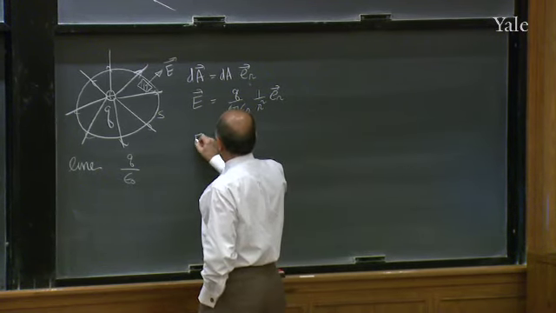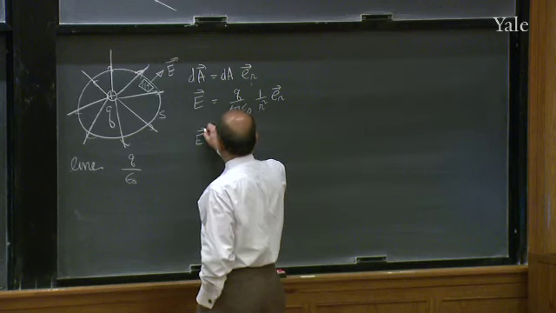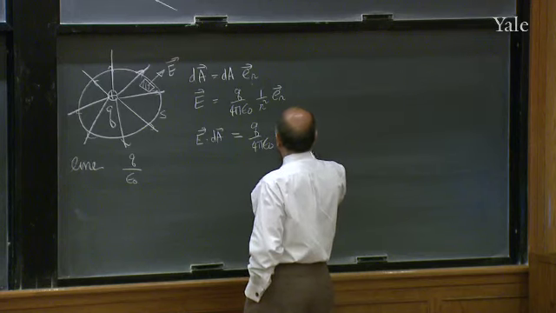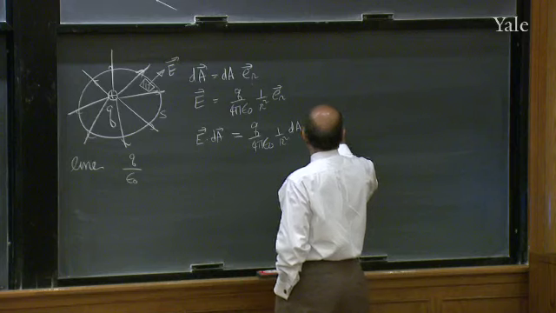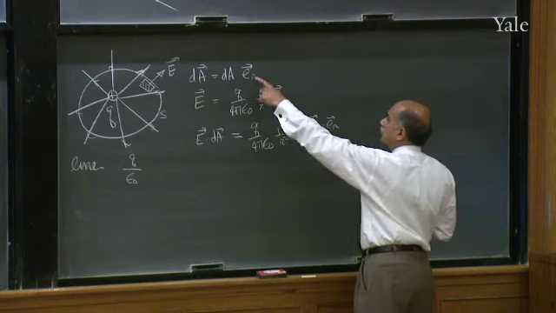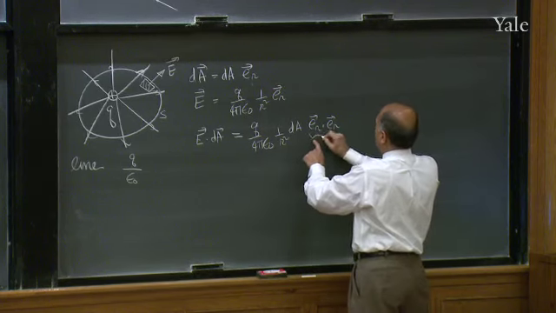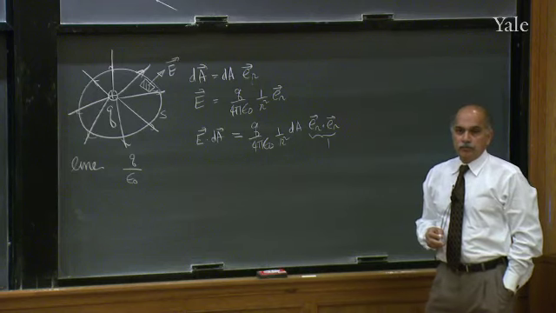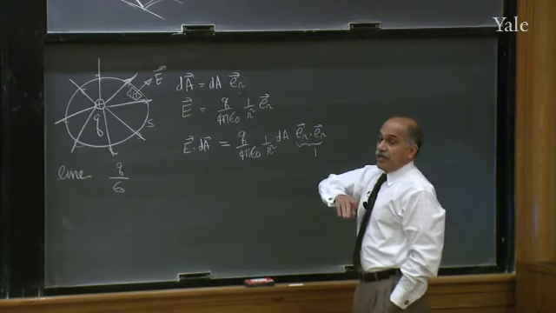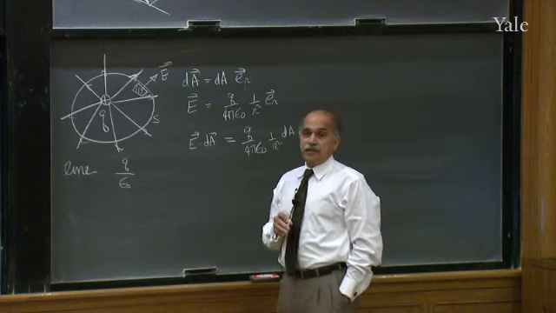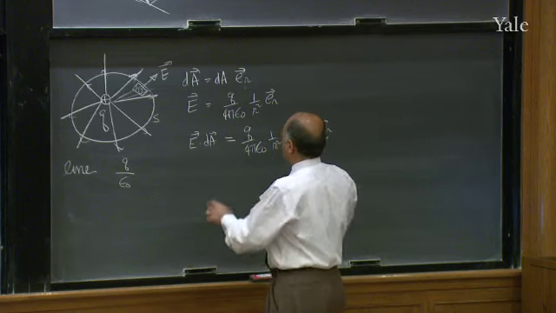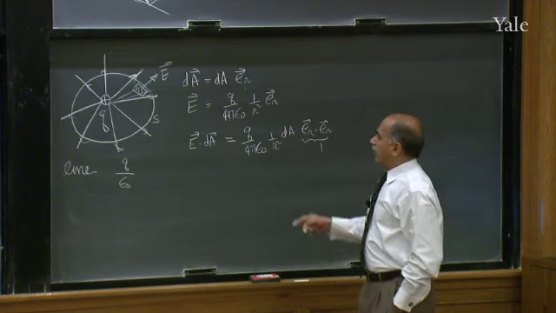Therefore, E dot dA is equal to Q over 4 pi epsilon 0, 1 over R square dA times ER dot ER. This is the dot product of the area vector with the electric field vector. The two unit vectors are parallel. The dot product of that guy with itself is just 1. So this is the number of lines crossing the tiny area, because electric field numerically is equal to the line density. So those lines crossing this area, this is the number of lines crossing that patch, which is given by E dot dA.